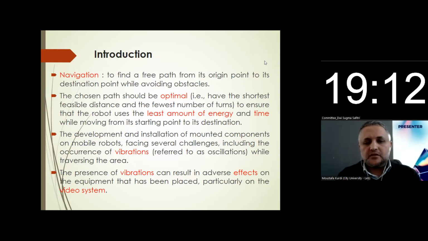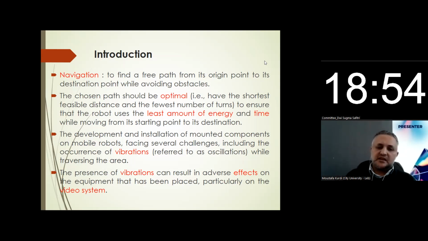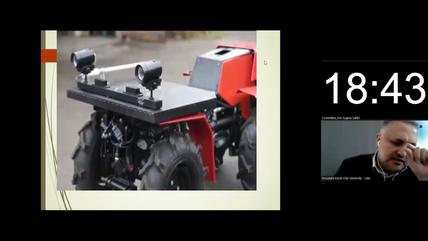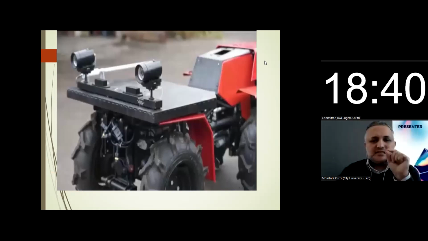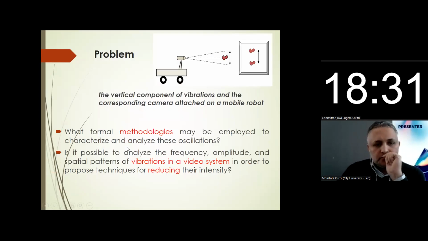While developing and installing mounted components on the mobile robot, for example a camera or other devices, we face several challenges, including the occurrence of vibration. This is the main issue of our paper, referred to as oscillation while traversing. The presence of vibration can have an adverse effect on the equipment that has been placed, particularly on our video system. Let us show, for example, a short video about the navigation of the mobile robot, the Belarusian 123N model.